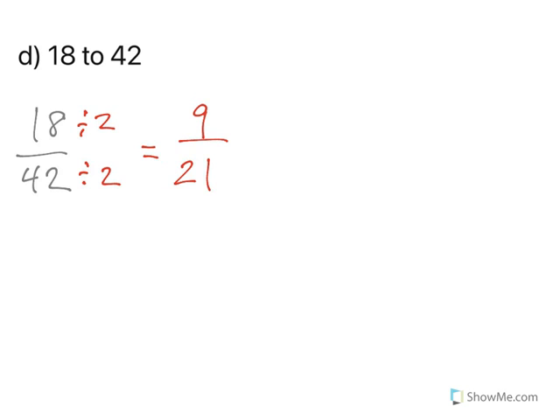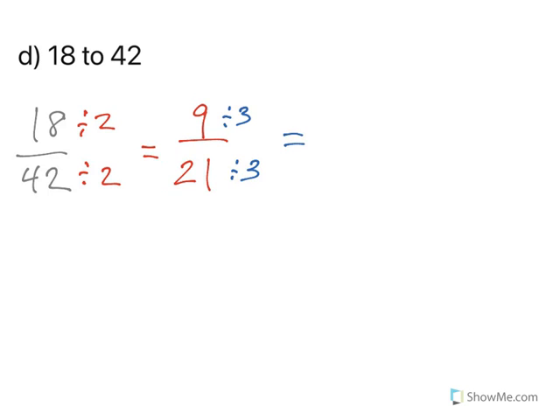Let's do just one more, 18 to 42. So 18 to 42. Again, I see even numbers, so I'm going to divide by 2. Well, 18 divided by 2 is 9. 42 divided by 2 is 21. Well, those are both divisible by 3. If you saw first that they're both divisible by 6, that's awesome. High five. Good job. You did one step instead of 2 like me.